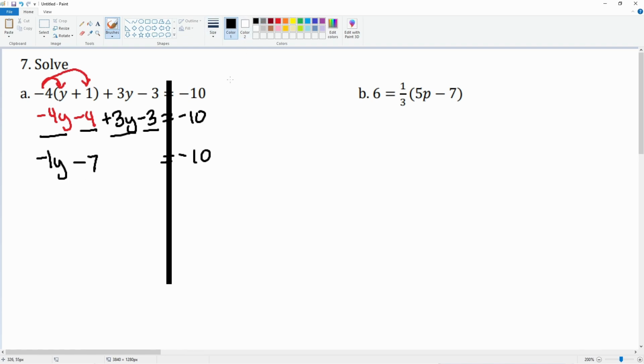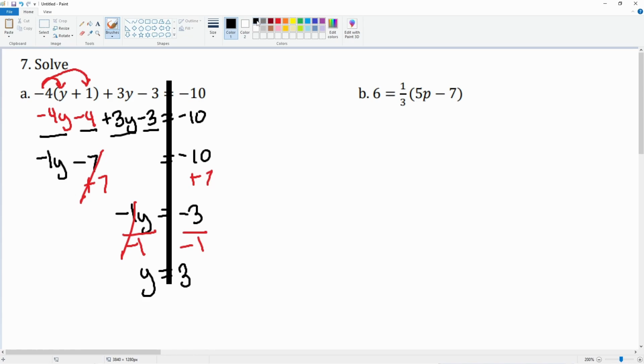Okay. Now let's add the 7 to both sides because that is the only way we get this to cancel. Negative 7 plus 7 becomes the number 0. That's why that cancels. We are left with negative 1y equals negative 3. Notice there's a negative 1 in front, so we're going to divide by negative 1 on both sides. Negative 1 divided by negative 1 cancels. That leaves y equal to negative 3 divided by negative 1, which becomes a positive 3.